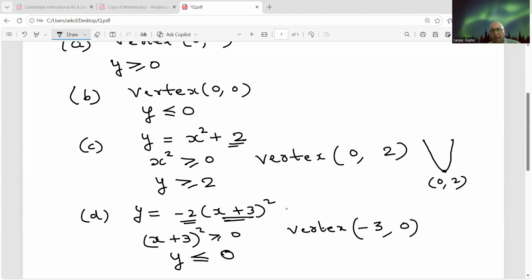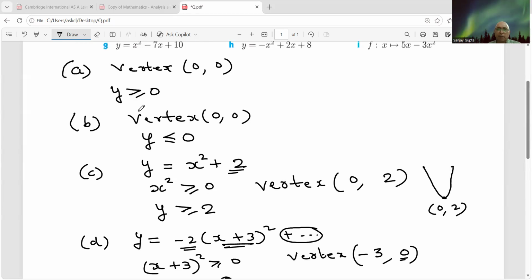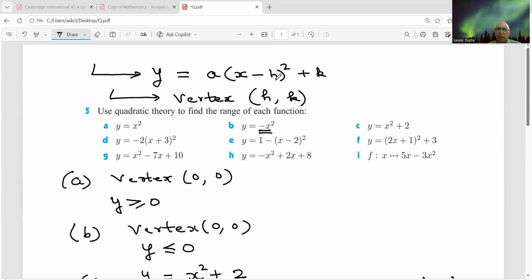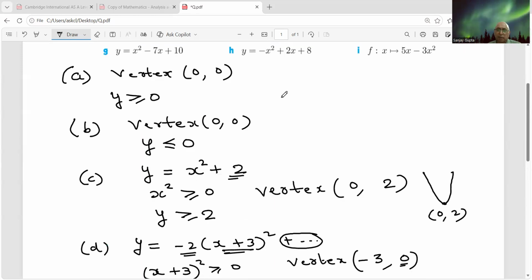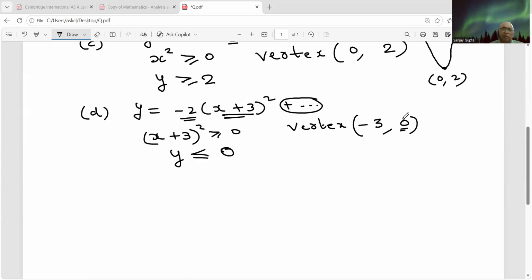Right? And the coordinates of the vertex are going to be negative 3, 0. We are not adding anything here. Nothing is being added. Therefore, the k value is 0. And it's x plus 3, which means x minus of minus 3. So if we compare with the completed square form, the h here is negative 3, which is the x coordinate of the vertex. And if you see, there's a minus 2. So the graph of this function is going to be like that. And the maximum value of the function is going to be 0. And that happens at minus 3, 0.